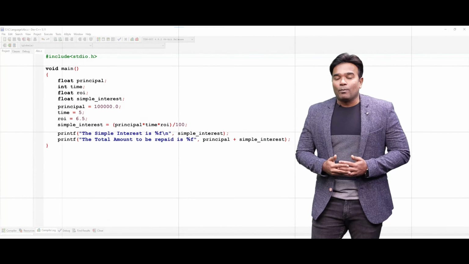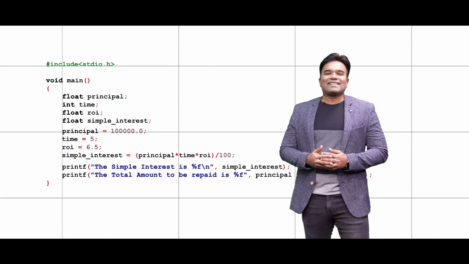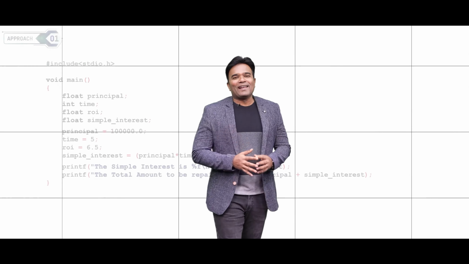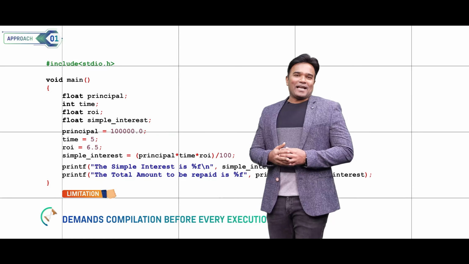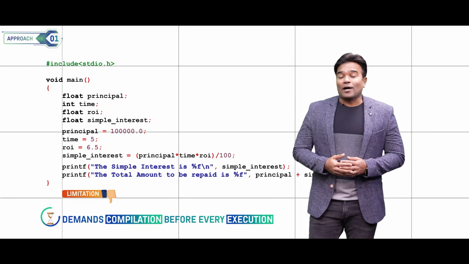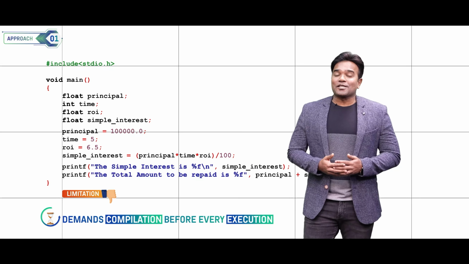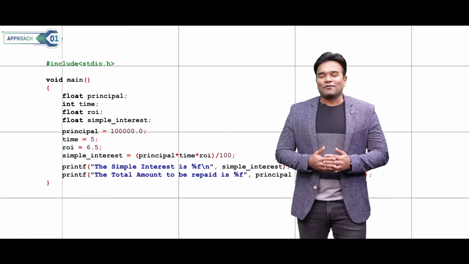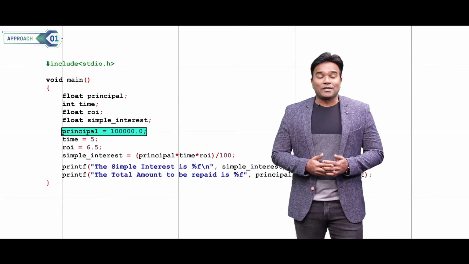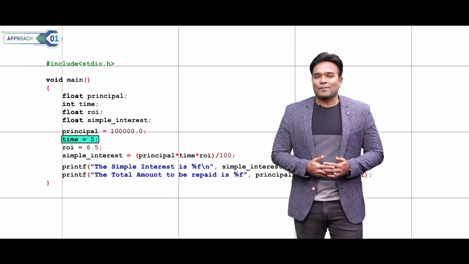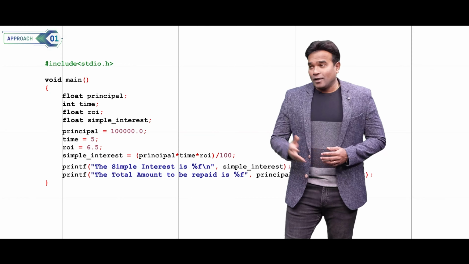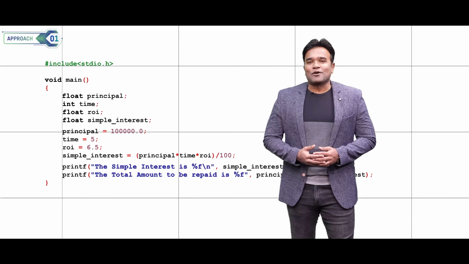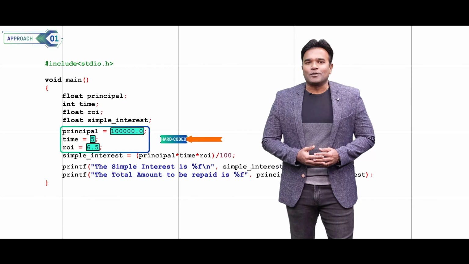I hope you have now been able to understand the program, and at the same time I am sure you also know the limitation. Well, I am sure that you are not only aware of the limitation, you are also aware as to how you can overcome the limitation by eliminating the hard coding and making use of the series of printfs and scanf with respect to the principal, with respect to the time, with respect to the rate of interest. And I am sure you know the problem associated with this program.